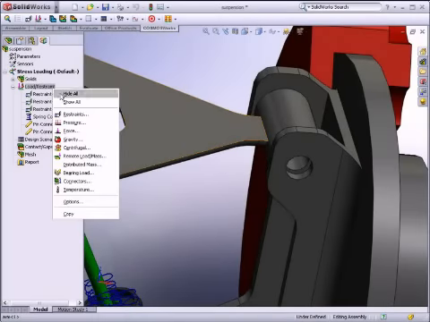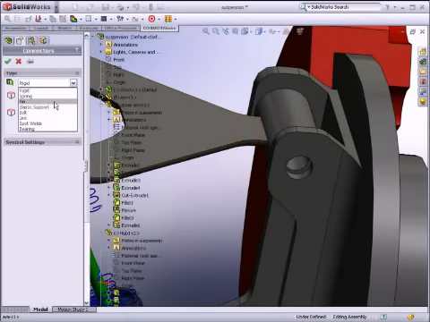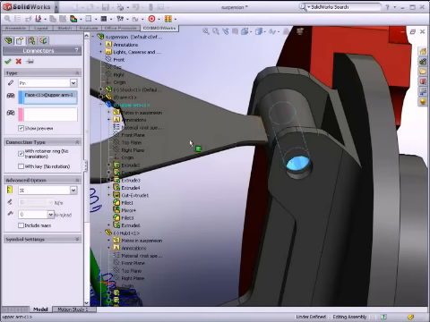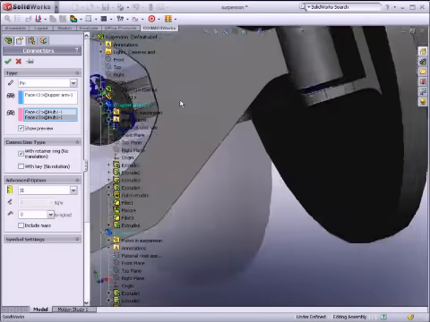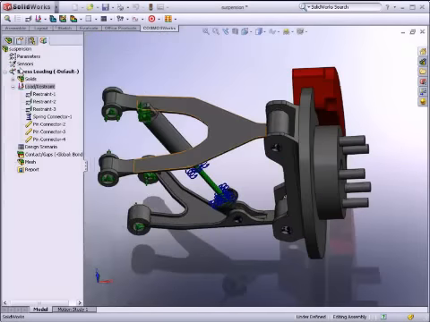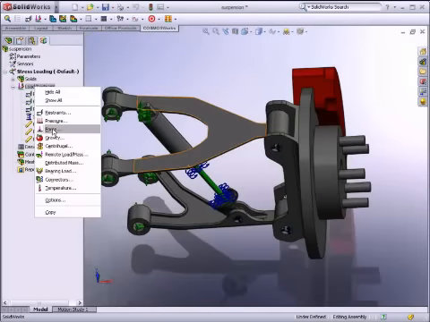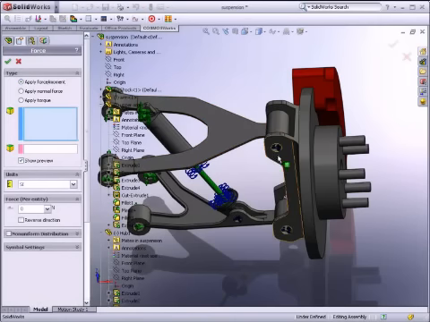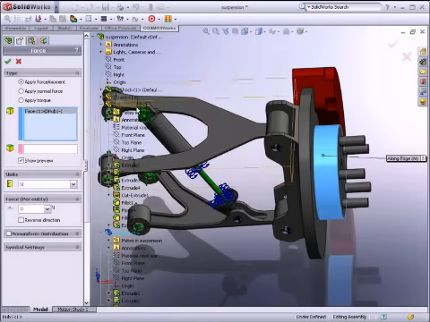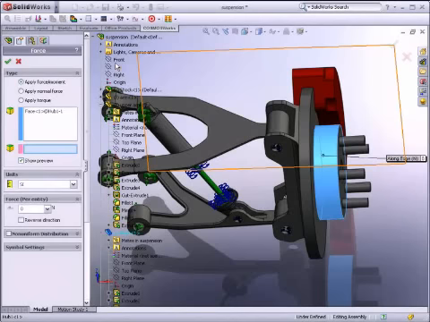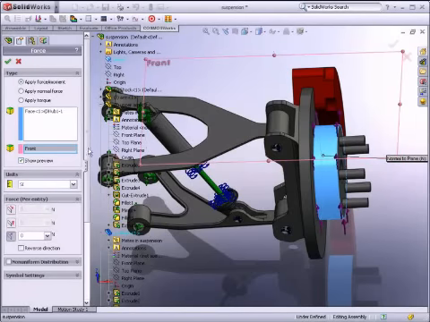To apply a pin connector, simply select two cylindrical faces of two components. You can restrict motion by applying pin connectors, by applying a stiffness, or by eliminating motion altogether in the translational direction or in the circumferential direction of the pin. Next, you will apply a force to the cylindrical face of the hub to represent the road force.